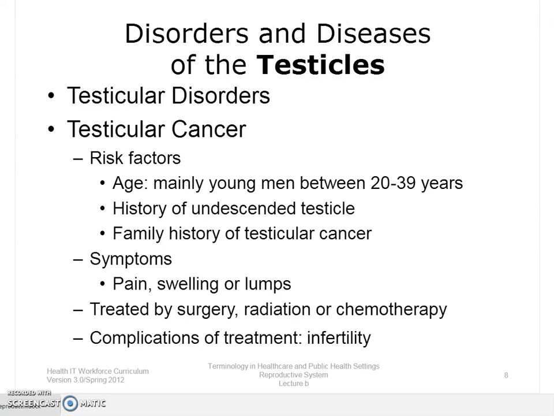This type of cancer mainly affects young men between the ages of 20 and 39. It is also more common in men who have had abnormal testicle development, have had an undescended testicle, or have a family history of the cancer. Symptoms include pain, swelling, or lumps in the testicles or groin area. Diagnostic tests used to confirm the diagnosis of testicular cancer include an open biopsy or a needle biopsy. Treatment options include surgery, radiation, and/or chemotherapy. Treatments may cause infertility.